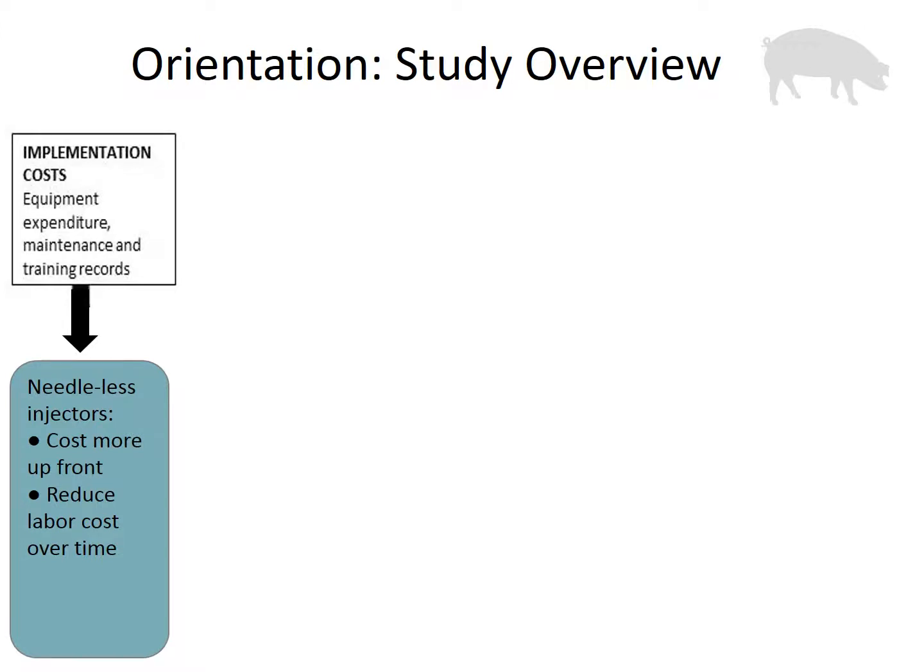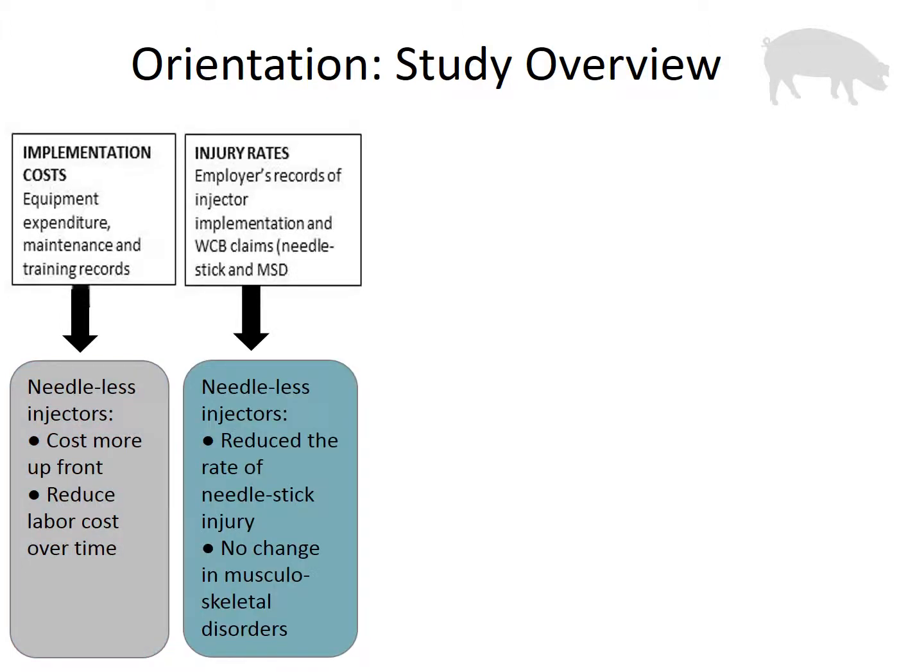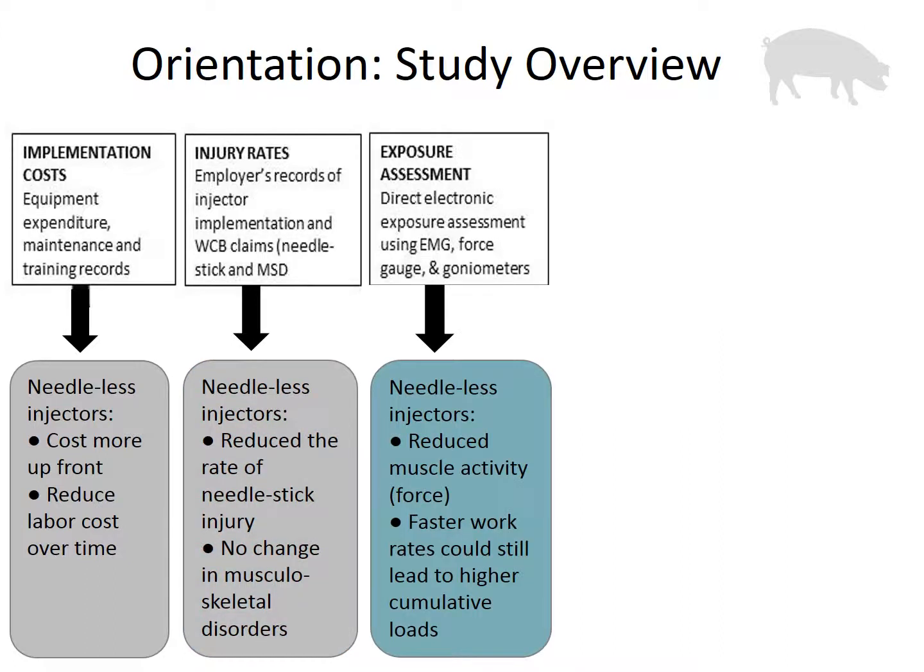In the implementation cost, we discovered that the cost of needleless injector may be higher as a startup cost, but it reduces labor over time. In the aspect of the injury rates, we discovered that the needleless injector reduces the rate of needle stick injury with no impact on upper limb musculoskeletal. On the exposure assessment, muscle activity is lower with the needleless injector, but a faster injection rate could lead to higher cumulative load.